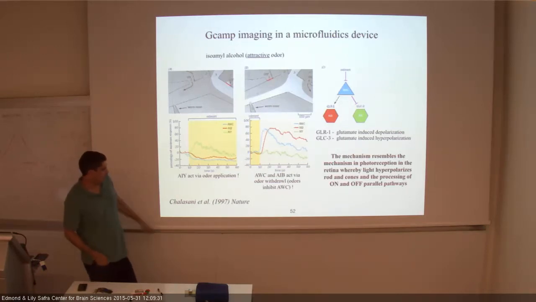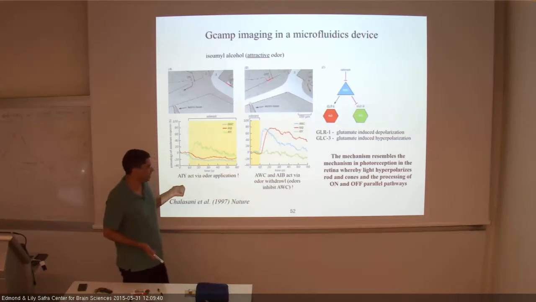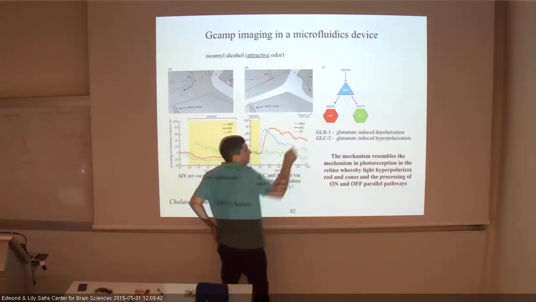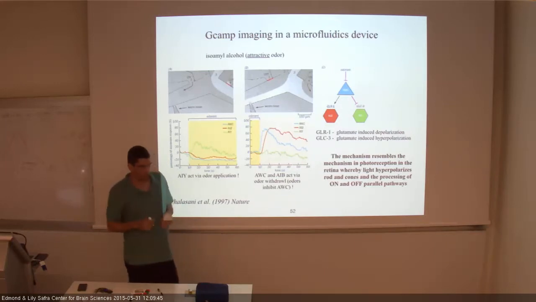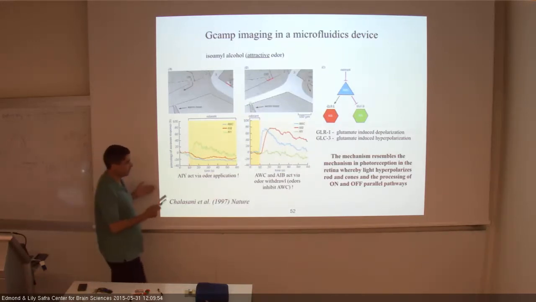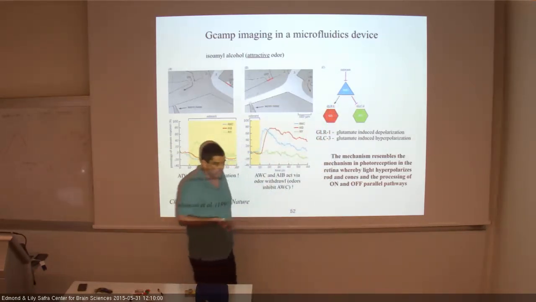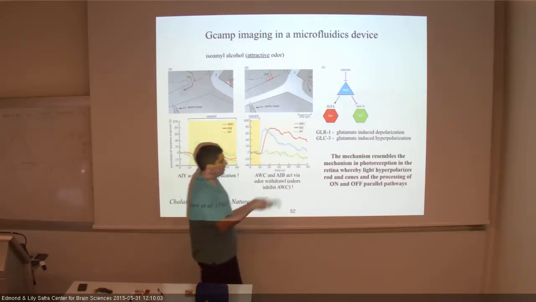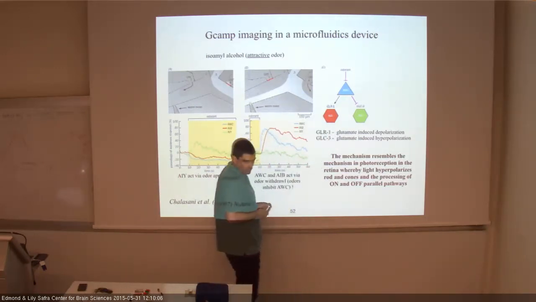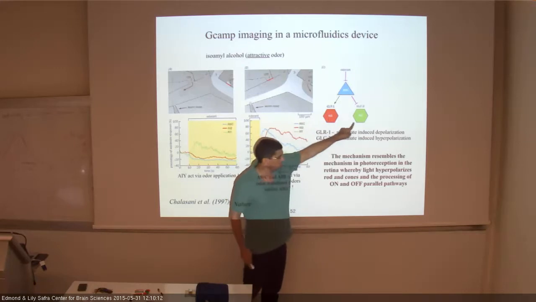Okay? So, AIY, this is one of the downstream neurons, acts via odor application. But these two neurons act via odor withdrawal, like an off response. And this initially was very puzzling, but later on it was discovered that although AWC uses the same neurotransmitter, it actually evokes a very different response in the two downstream neurons, and the responses are determined by the receptors, the postsynaptic receptors on these cells.